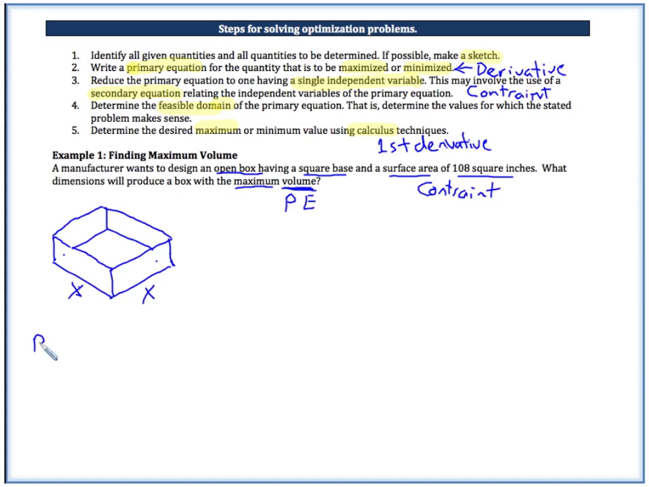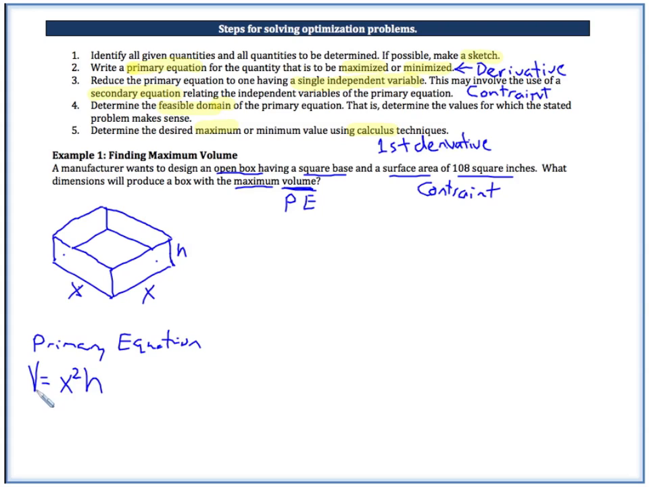Okay, so my primary equation is going to be the volume of this box. Well, it's just a rectangular prism, so volume is the area of the base, which is x squared, times the height of the prism. So I'm just going to label that h right there.